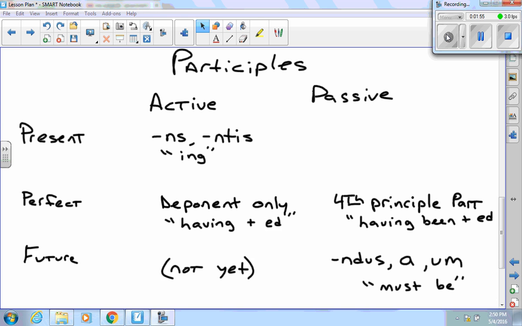Perfect active, that's the deponents only, like egressus, locutus, secutus. We translate those as having plus ed, we make them active. Fourth principal part for the perfect passive, that's like amatus, and it's having been plus ed, having been loved. Future, we don't know the future active yet. We've learned the future passive. We're calling it a gerundive. So this gerundive is a future passive participle.